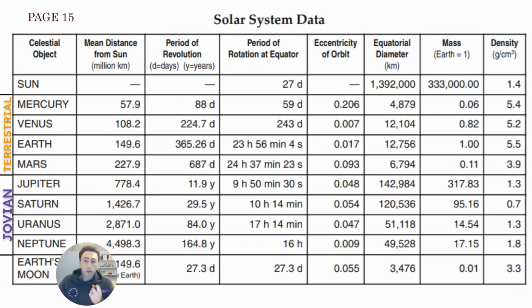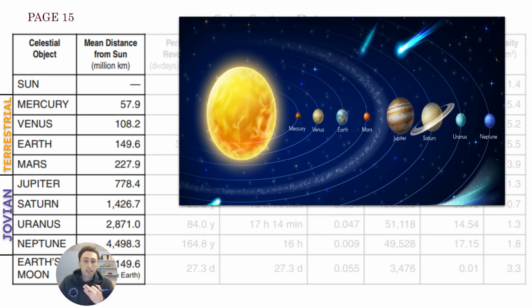Again, the first 4 planets are called Mercury, Venus, Earth, and Mars, which are terrestrial, and the other 4 are called Jovian. So you have the different data about these planets. First you have the mean distance from the sun. That means how far away they are from our sun, which is the star closest to us. You can see how Mercury is the closest, and Neptune is the furthest away from the sun.